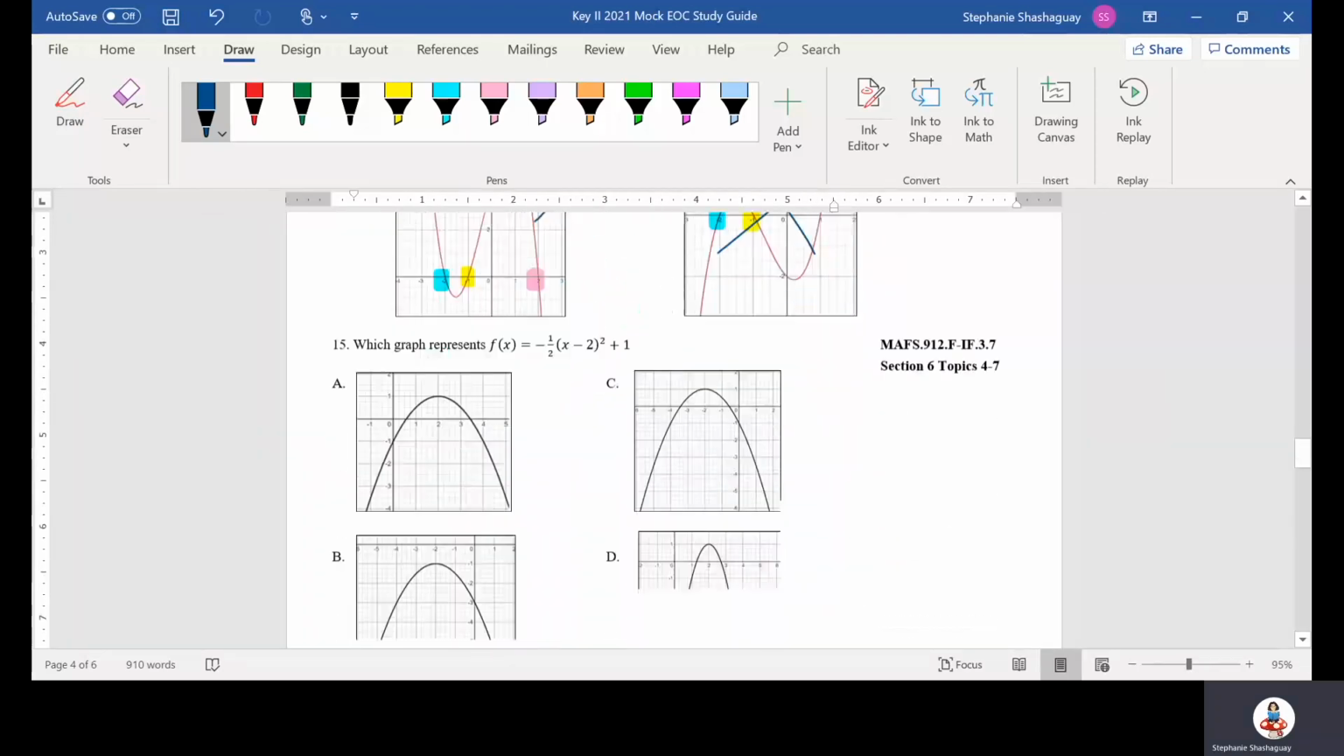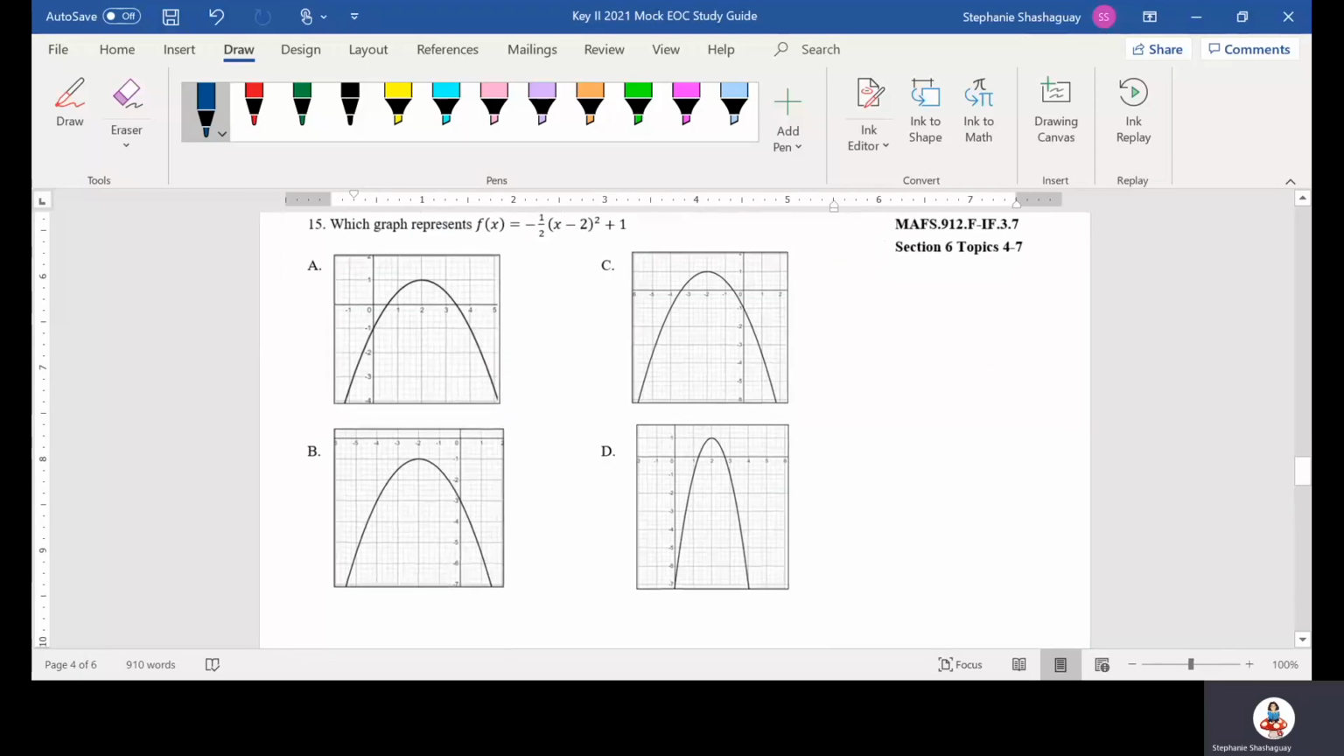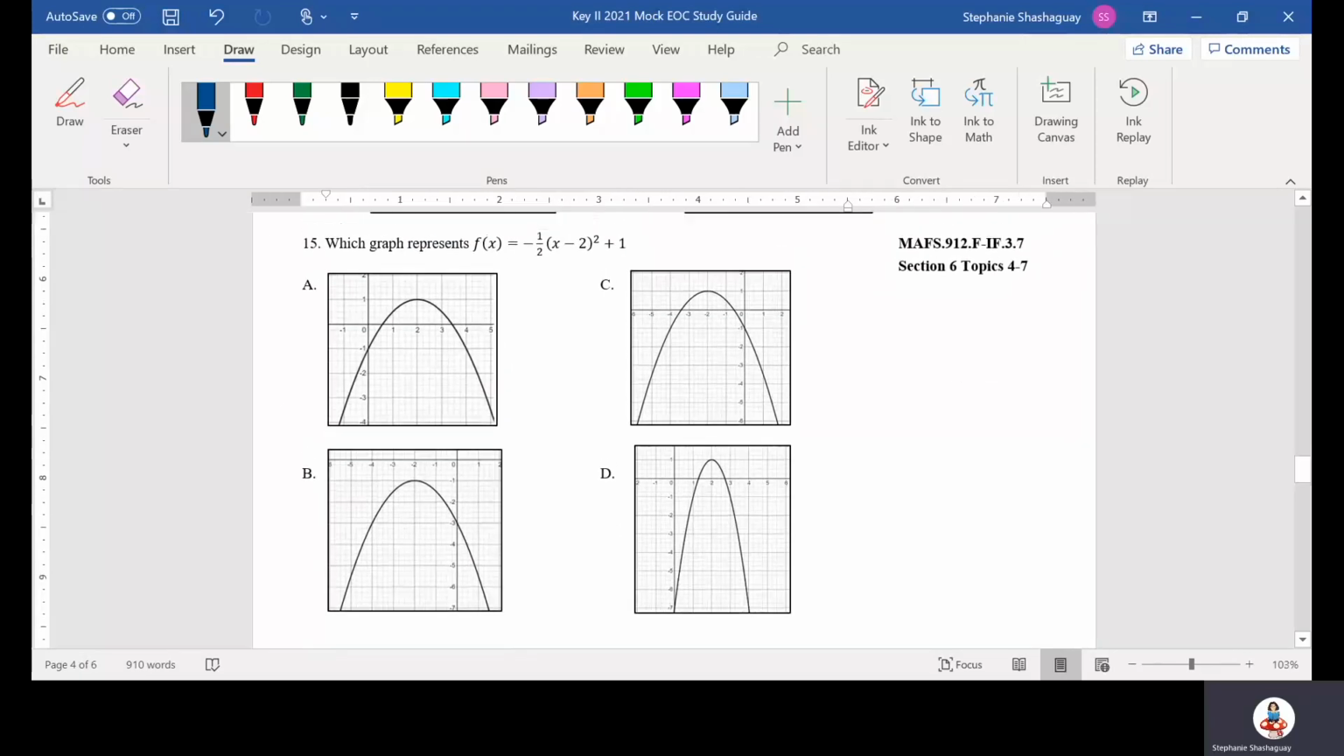Moving on to question 15. Which graph represents f of x equals negative 1/2 multiplied by x minus 2 squared plus 1? This is section 6, topics 4 through 7. So this is what we did right before break. They gave us this function in vertex form.